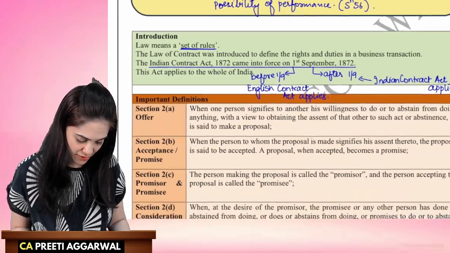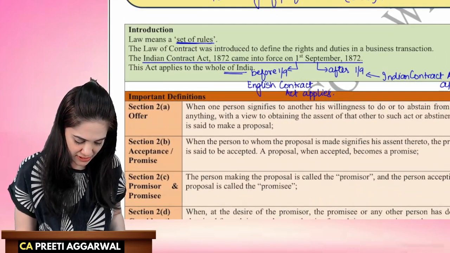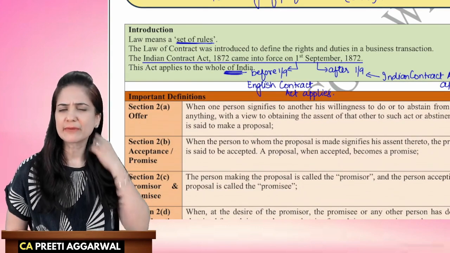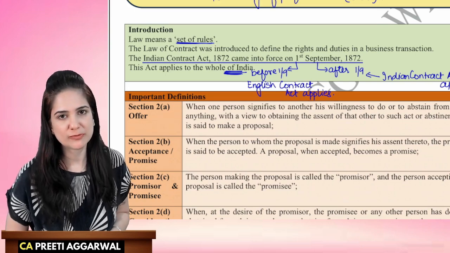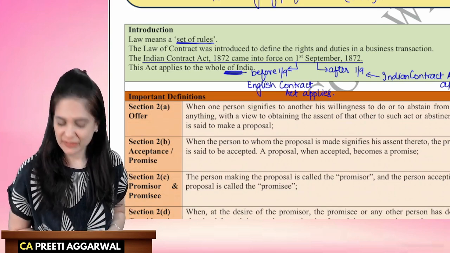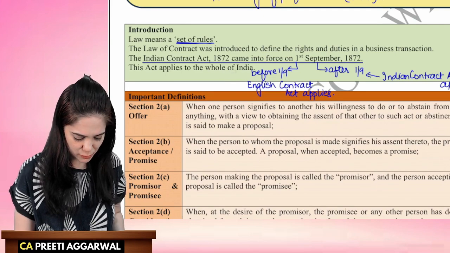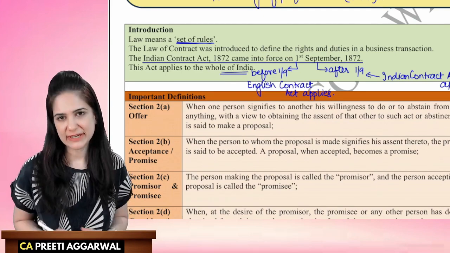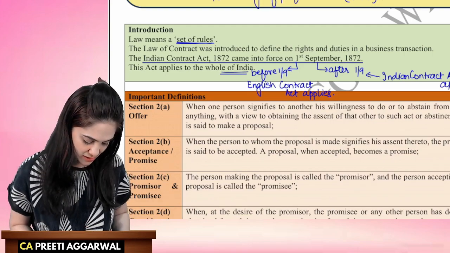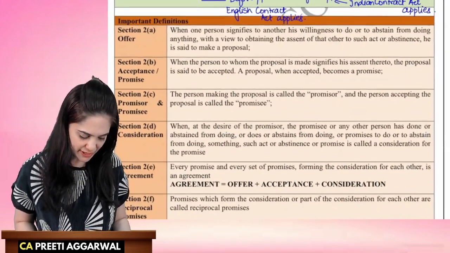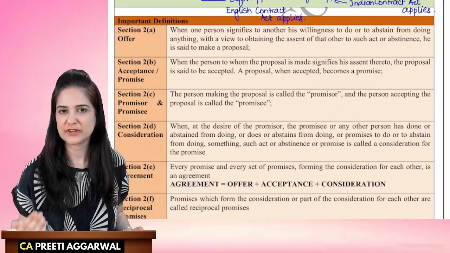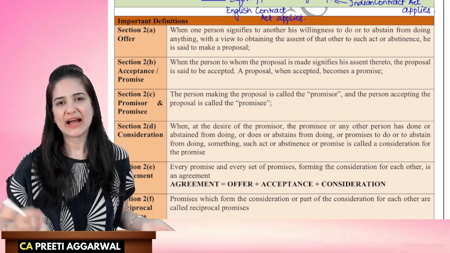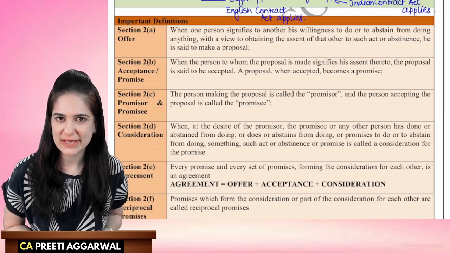The Indian Contract Act applies to the whole of India. It also applies to Jammu and Kashmir. Earlier, there were many acts which were not applicable to Jammu and Kashmir because of Article 370, but now after the removal of Article 370, the acts apply to the whole of India. These are a few important definitions. I have given the definitions together at the start so that it is easy for you to learn, understand, and revise one day before the exam.